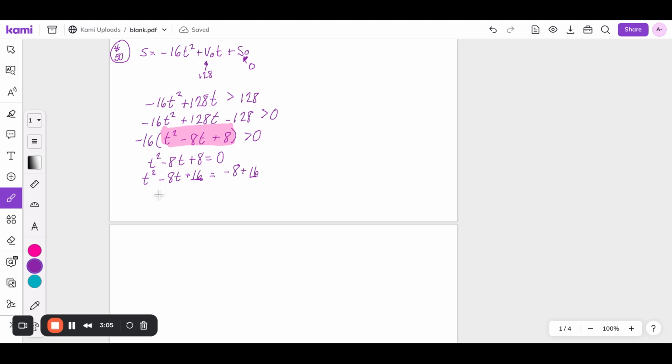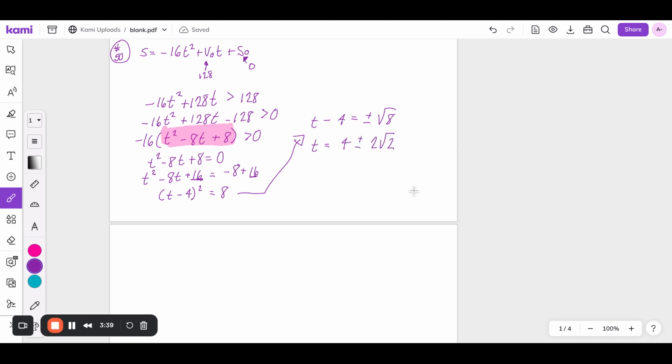This side now, the left side, is factorable. That's going to be t minus 4 quantity squared equals negative 8 plus 16, which is 8. Then you're going to take the square root of both sides. You end up with t minus 4 equals plus or minus square root of 8. t equals 4 plus or minus 2 root 2, right?